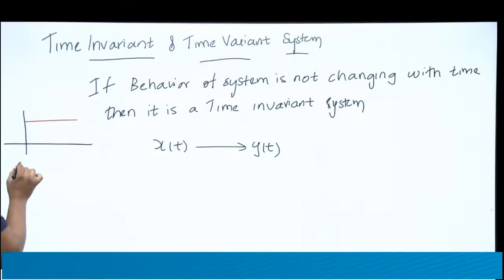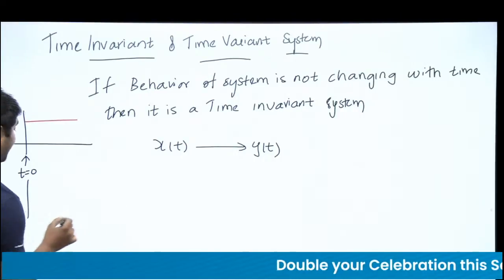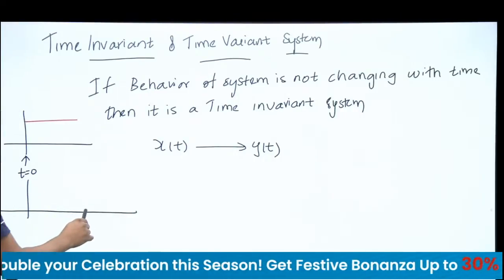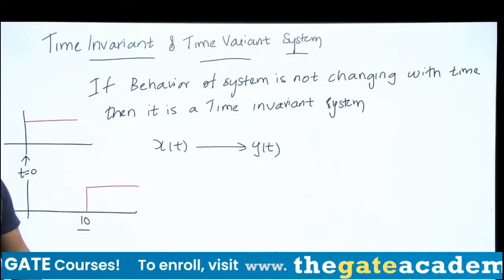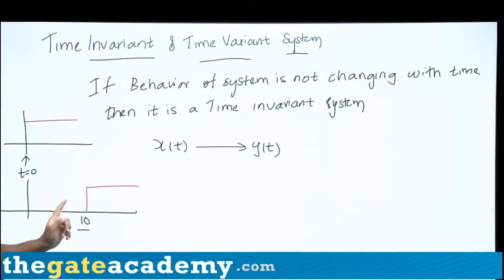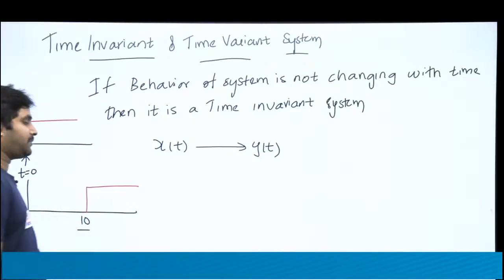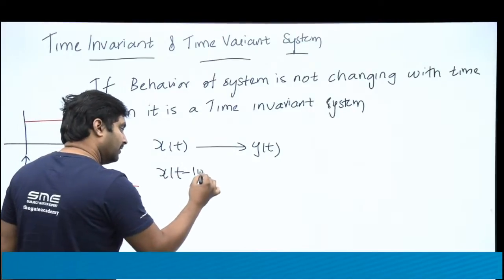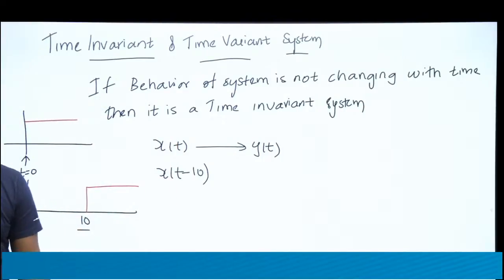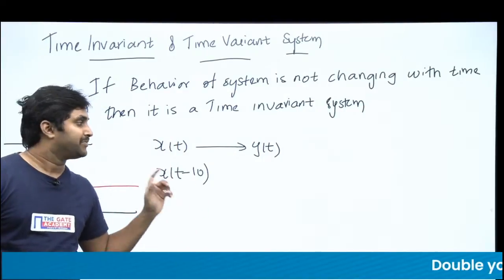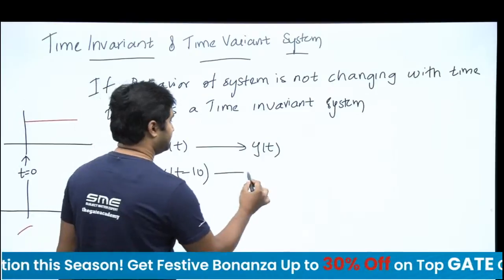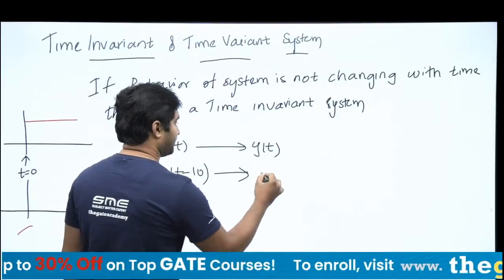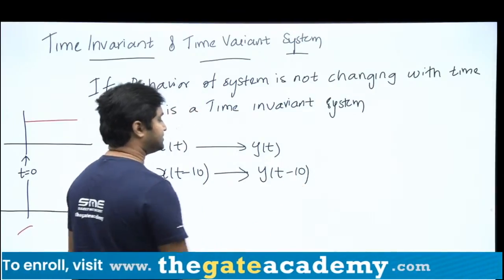Let us say there is a step at t equal to 0. Now I want to give this input after 10 days. It means that I am giving the step at t is equal to 10. Just an example. So there is a shift of 10 days. If I am delaying the input by 10, I have to get the same output after 10 days. It means this has to be y of t minus 10.